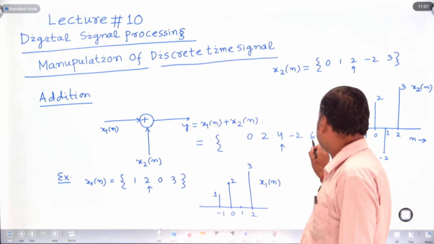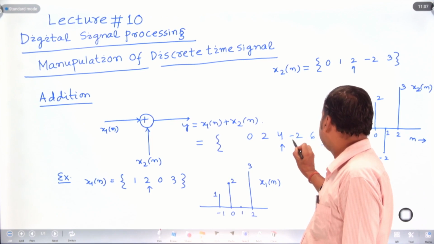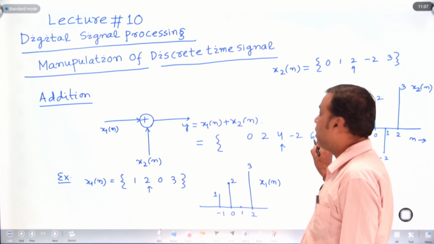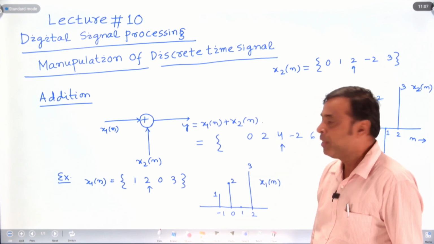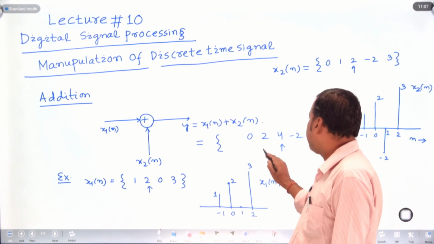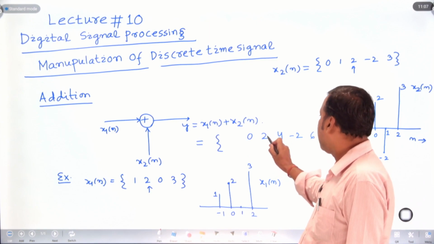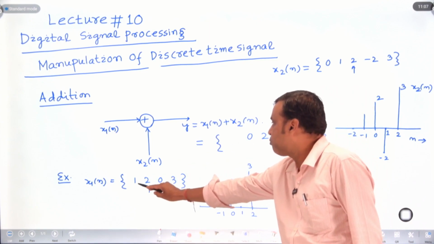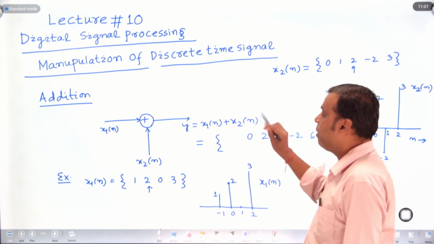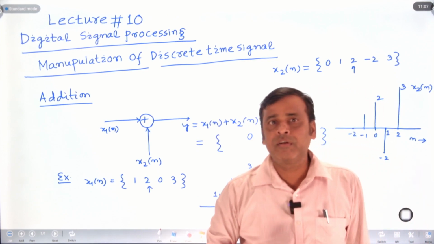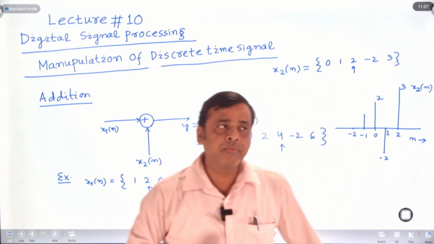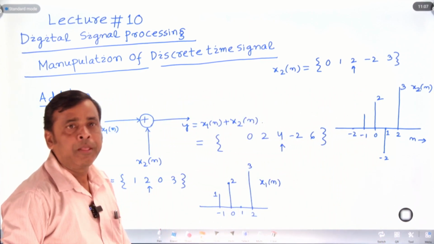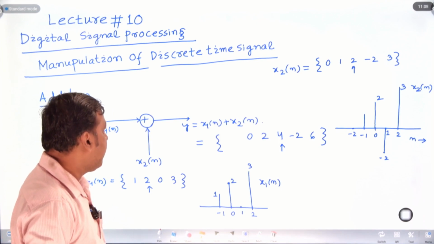This value indicates n equal to 2, that is x1 of 2 plus x2 of 2. On the left side of the origin, n equal to minus 1 indicates x1 of minus 1 plus x2 of minus 1. In this way, the addition operation can be performed. As far as manipulation of discrete signals is concerned, we can add different discrete signals like this.